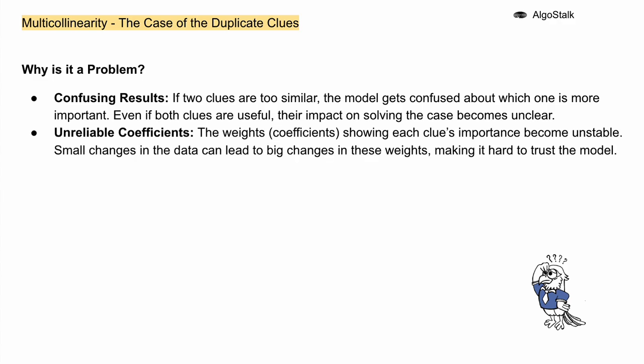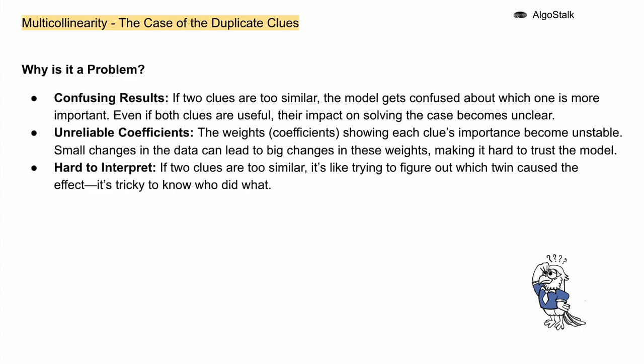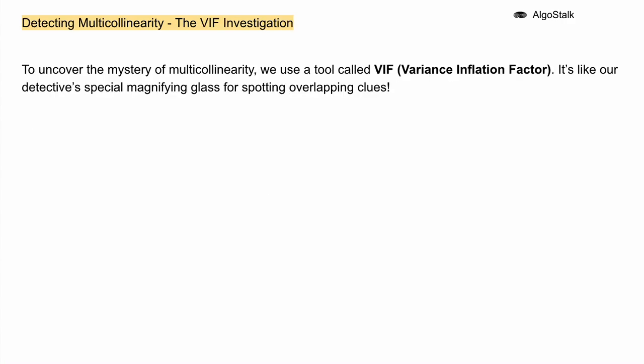The weights showing each clue's importance become unstable. Small changes in the data can lead to big changes in these weights, making it hard to trust the model. If two clues are too similar, it's like trying to figure out which twin caused the effect. It's tricky to know who did what.